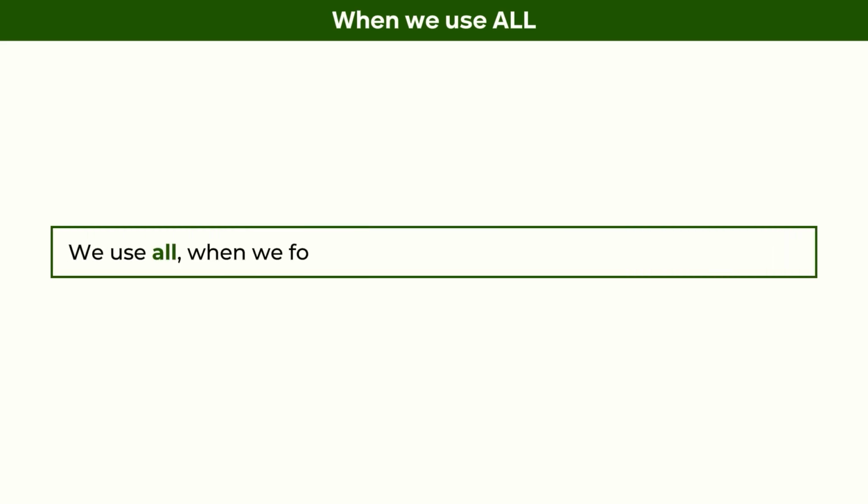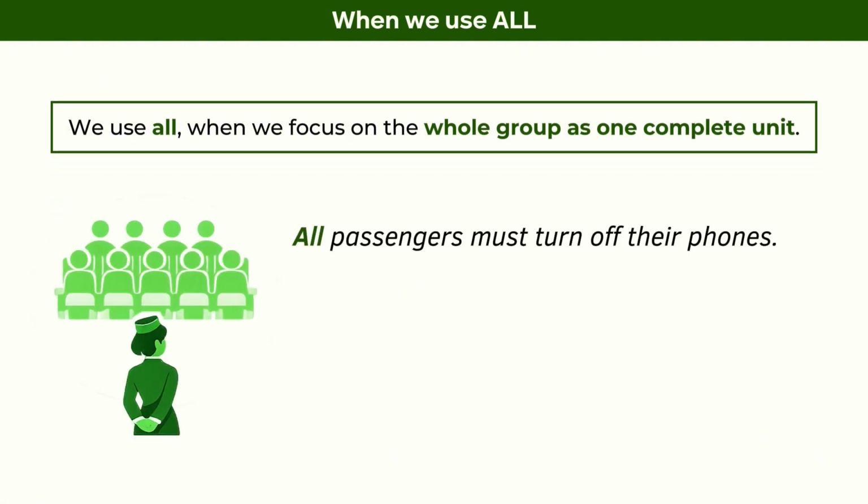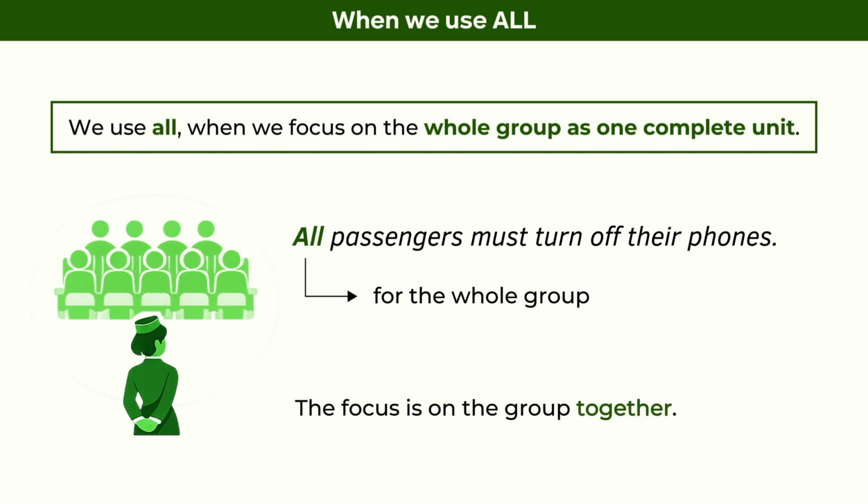When we use all. We use all when we focus on the whole group as one complete unit. Example: all passengers must turn off their phones. This announcement is for the whole group, everyone on the plane. The focus is not on one passenger, then another. The focus is on the group together.